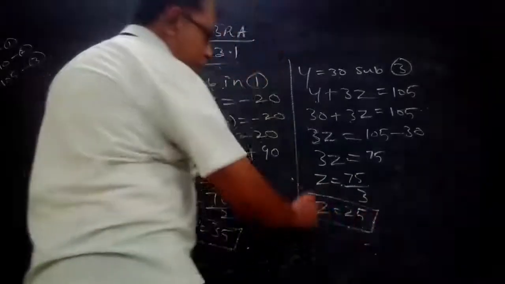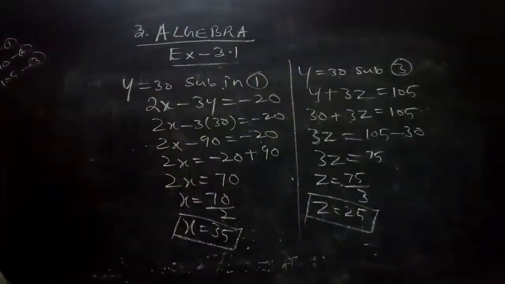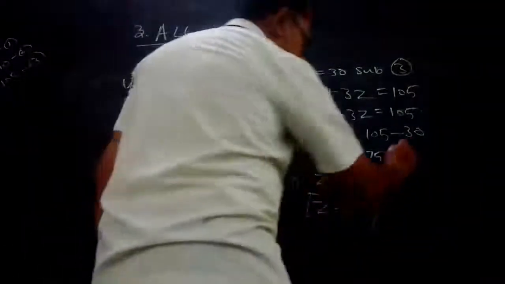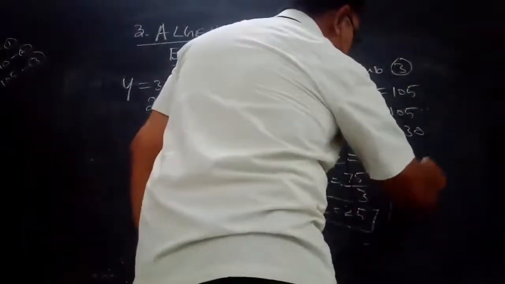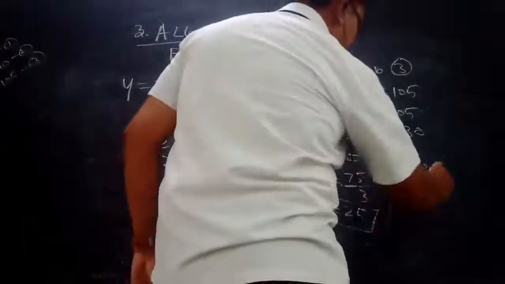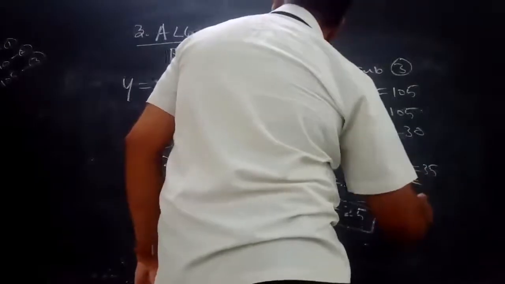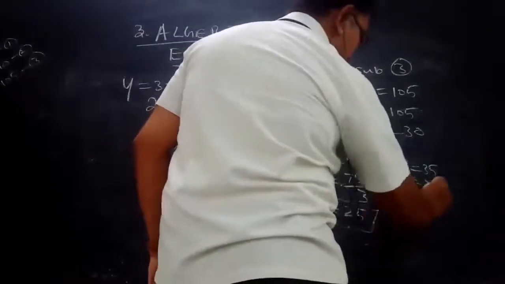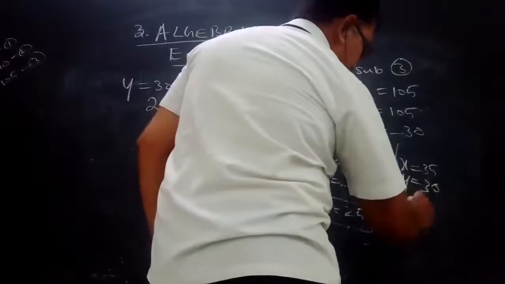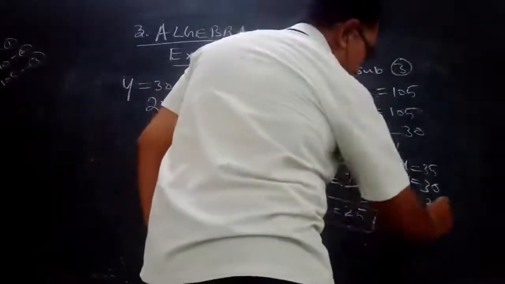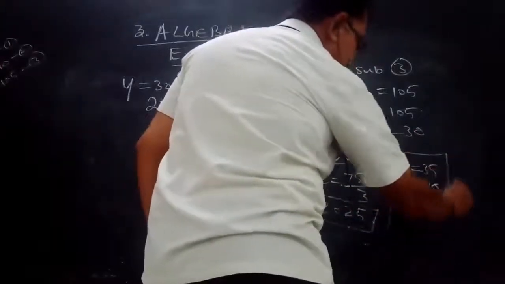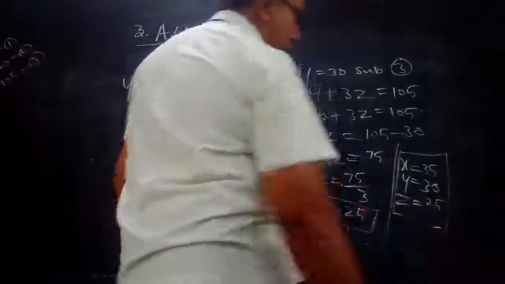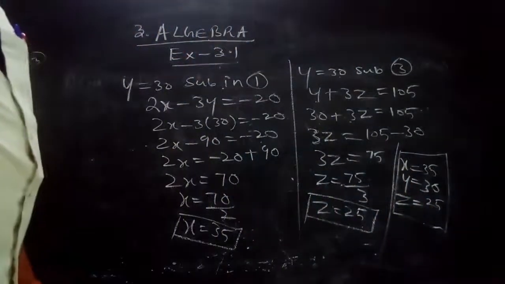Therefore, we found the values x, y, z. So write the values in a box: x value equal to 35, y value is 30, and z value is 25. We write them separately and put them in a box. It is the answer.